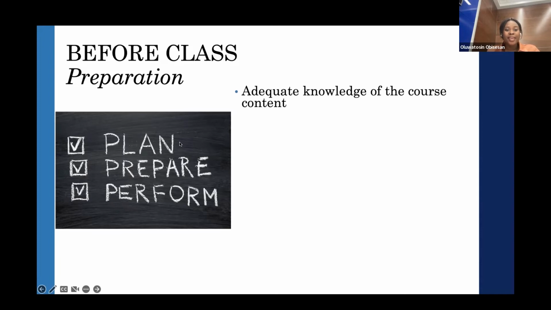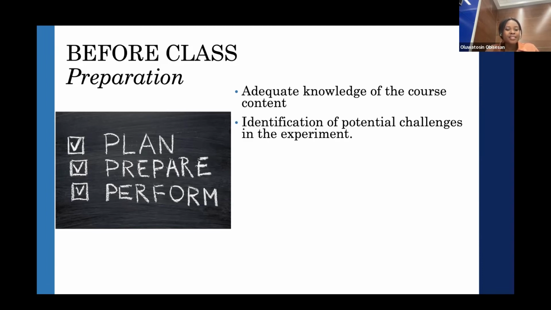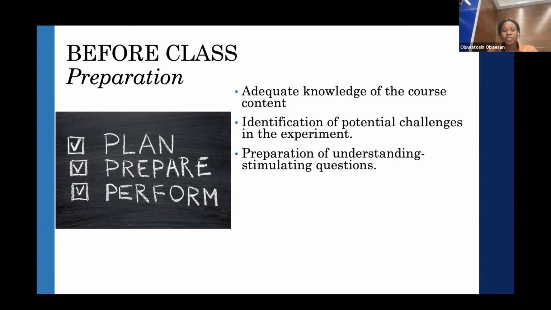First, you have to prepare with adequate knowledge of the course content. As a TA, before you can teach, you need to know what you want to teach. You need to be able to identify potential challenges in the experiment that the students are going to come into the class to perform. Having done the experiment beforehand, as a TA or as an instructor, you understand what potential challenges they can have. And with that understanding, you can prepare stimulating questions that can help them start thinking about these bottlenecks before they encounter them, so that they know how to circumvent these challenges by the time they encounter them.